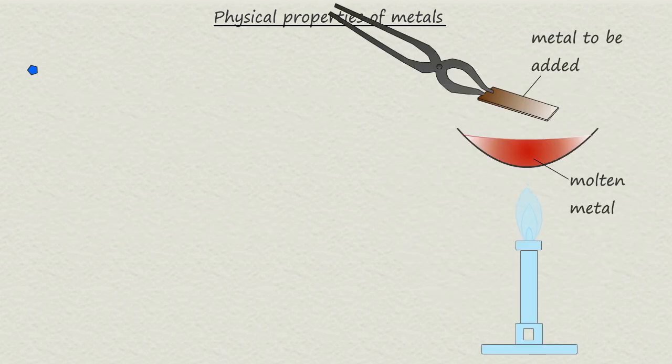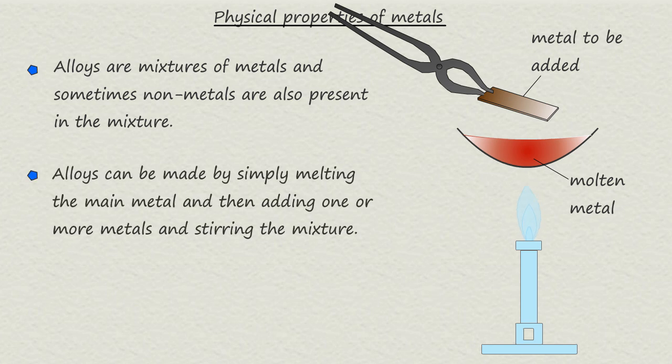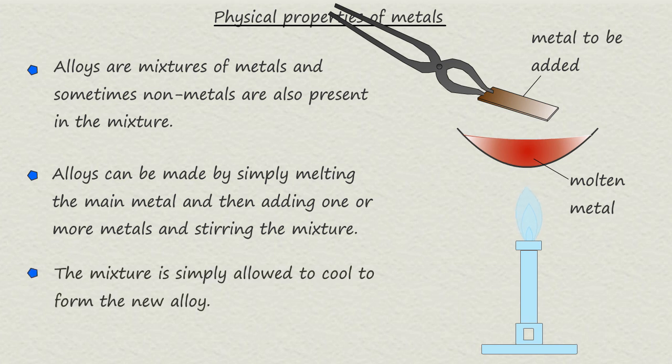Now, alloys are simply mixtures of metals and sometimes non-metal elements. Alloys are simply made by taking the main metal in the alloy mixture, melting it, and then adding one or more metals to this molten metal, then stirring the mixture and allowing it to cool to form the solid alloy.